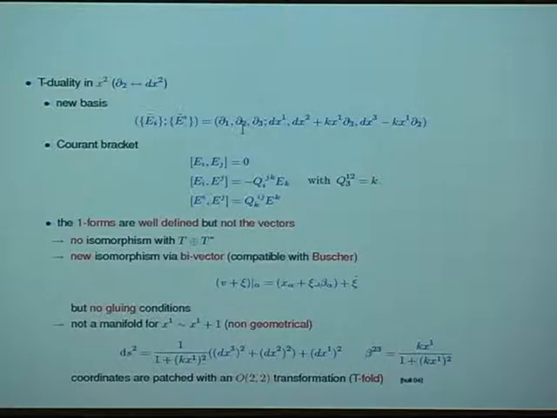So again, in order to patch them, we need an O(d,d) transformation. This is an example of a T-fold, and again, this is a manifold which has a local geometric description, but not a global one. But from the point of view of E, T-duality is very simple. It's just a change of basis on the fibers. So basically that's the end of the story.